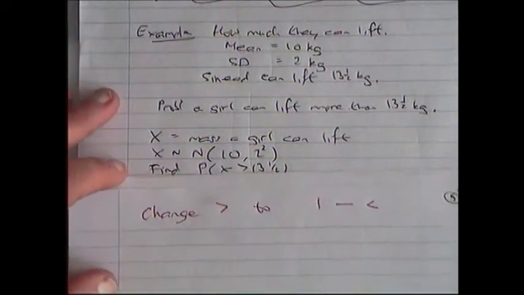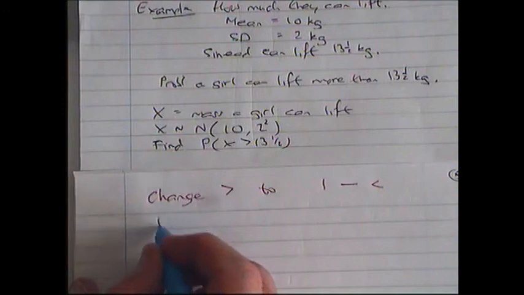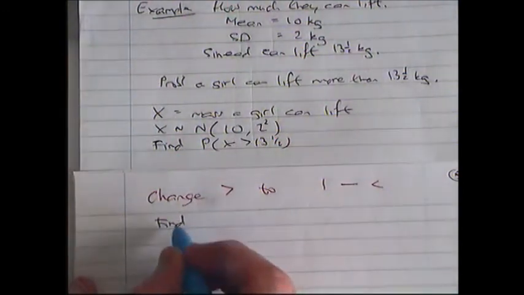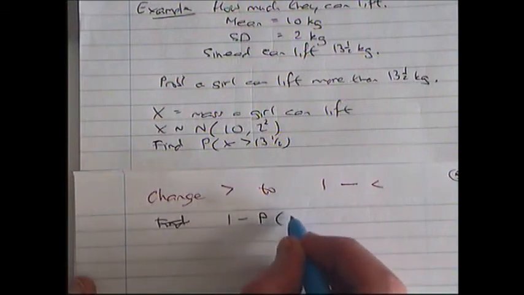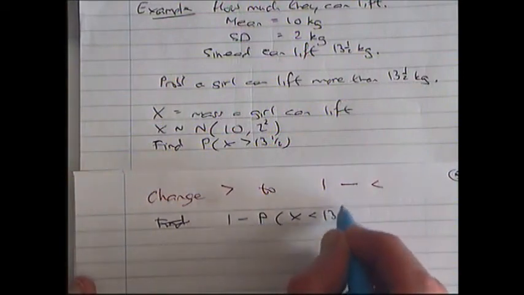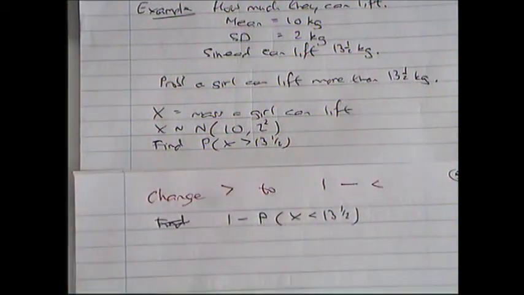Okay? So yeah, we change a greater than into a 1 minus less than. So actually, we are going to change the question into, well, what we want is 1 minus the probability that x is less than 13.5, because that's the same thing.